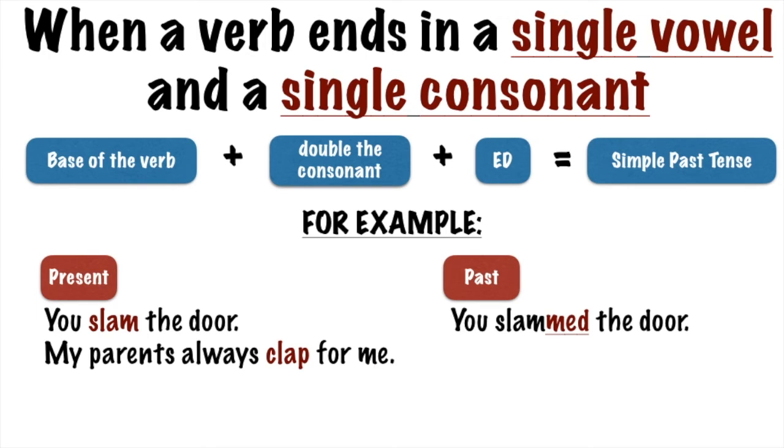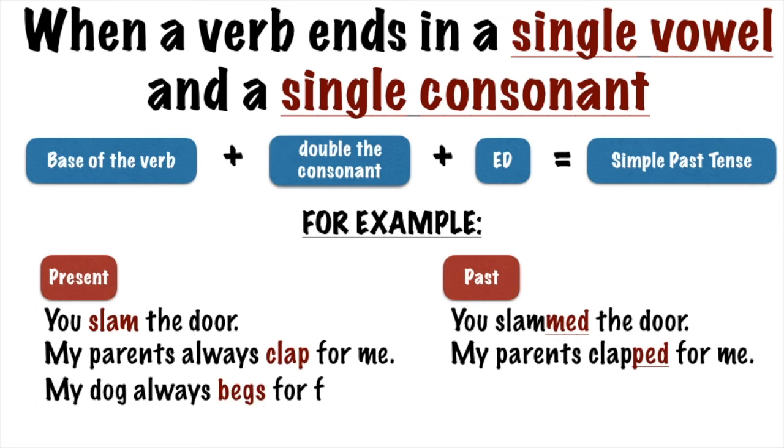My parents always clap for me. My parents clapped for me. Again, one P in the present tense, two P's in the past tense. My dog always begs for food. My dog begged for food. Again, one G in the present tense and two G's in the past tense.